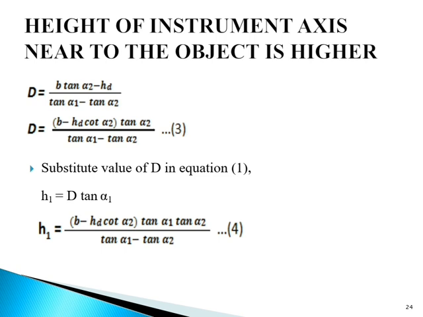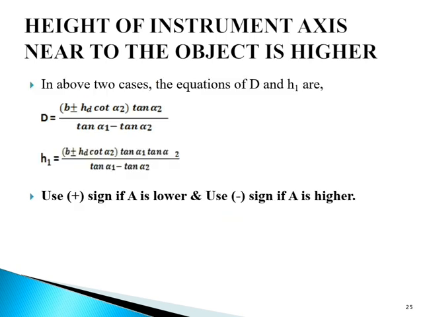Further we will get the value, d is equal to b minus HD cot alpha 2 into tan alpha 2 divided by tan alpha 1 minus tan alpha 2, which will be our equation number 3. Same, substitute the value of d in equation 1. Our equation 1 is h1 is equal to d tan alpha 1. So h1 will be b minus HD cot alpha 2 into tan alpha 1 tan alpha 2 divided by tan alpha 1 minus tan alpha 2, which is our equation number 4.